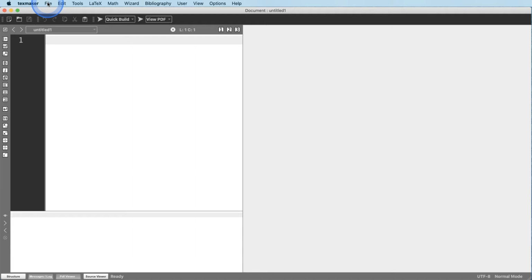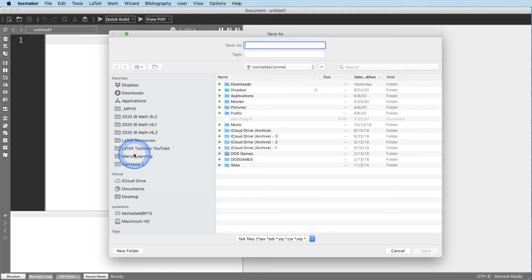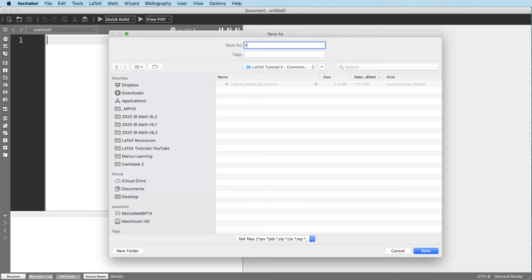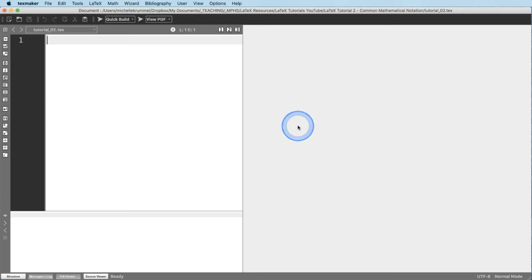So let's do that. File, save as, and you can save it anywhere you like on your computer. I'm just going to call this one tutorial 2. And I mentioned in my last video, you don't want spaces in your file names. Your text files should not have any spaces in the file name. So use an underscore or a hyphen, or simply run all of the words together. And that will automatically assign an extension of .tex to that file. So here's my tutorial 02 tex file, and now I can start typing my code.